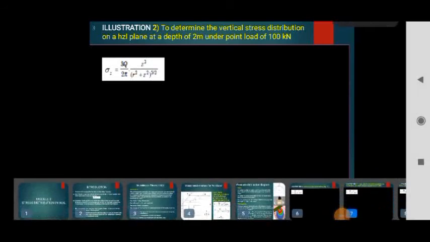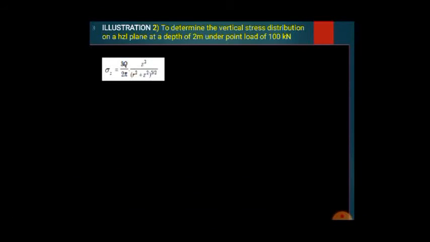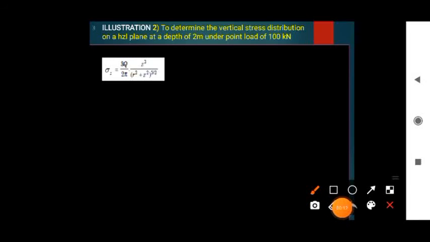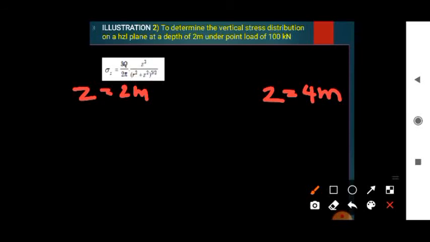Now if we compare the various values of sigma z that we got from this illustration for various depths, it is going to be something like this. Z is equal to 2 meter depth, z is equal to 4 meter depth. First one is shallow depth and the second at a deeper depth. So the r value remains constant here, that is 0, 1, 2, 3 and 4.